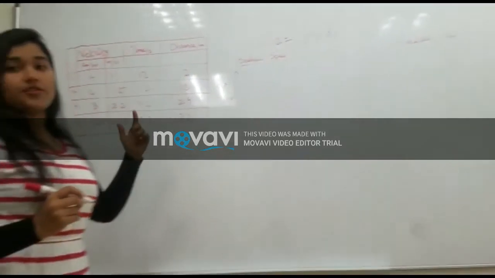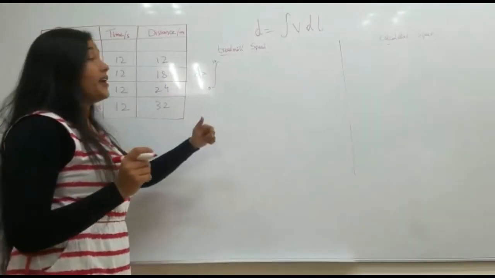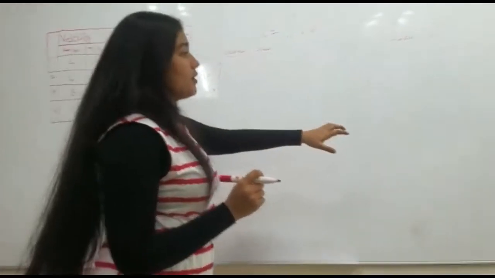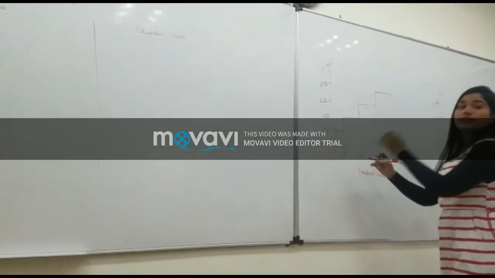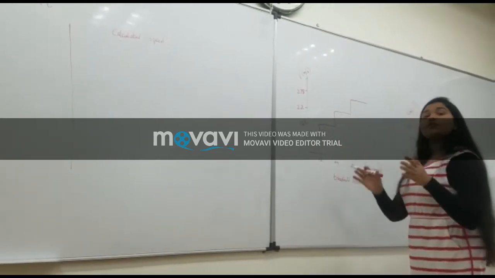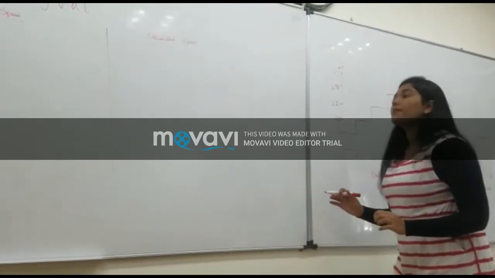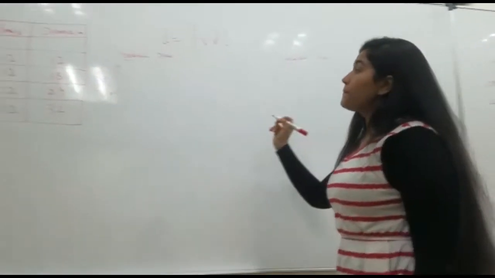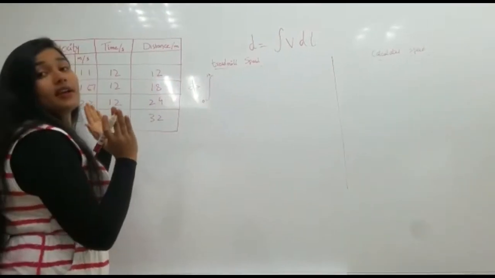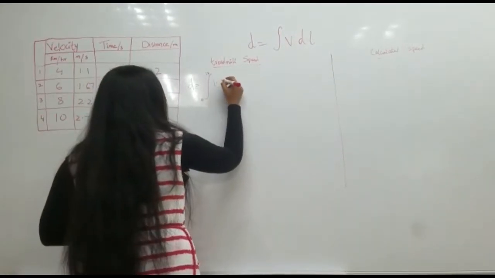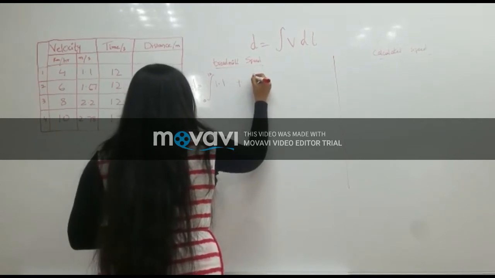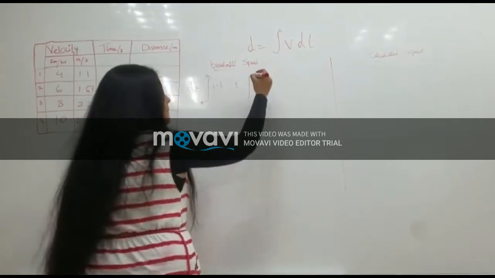For integration you have to set some range, right? For example, we are calculating the distance for this part, from 0 to 12 seconds. So the range of the time is 0 to 12 seconds, and the speed is 1.1. So you write 12 and 0, which is setting the range, and this goes on.